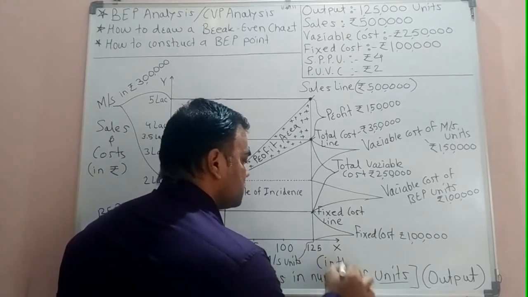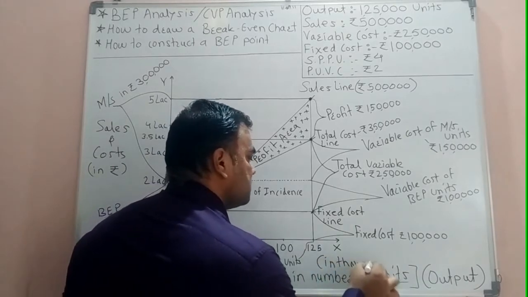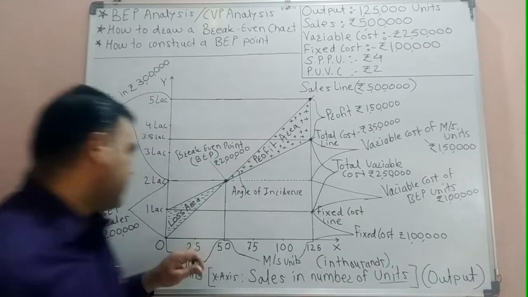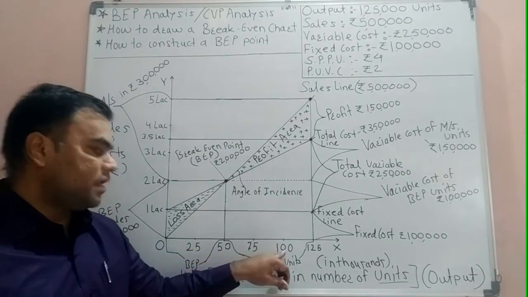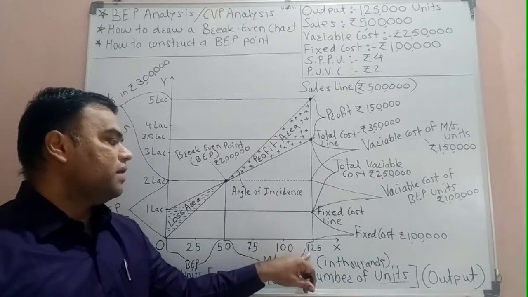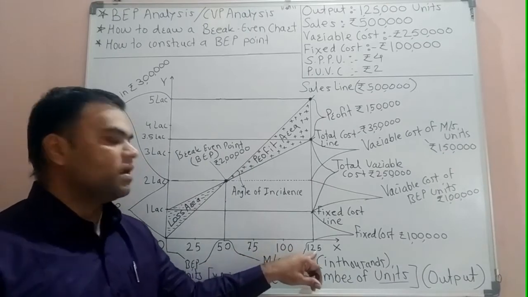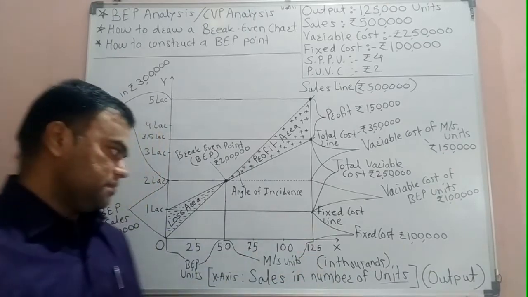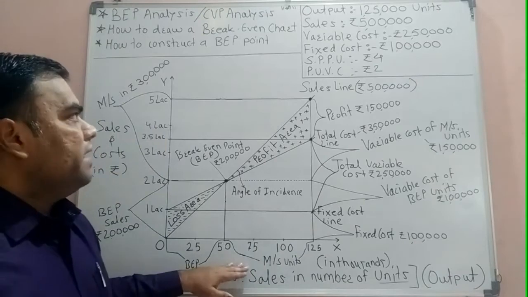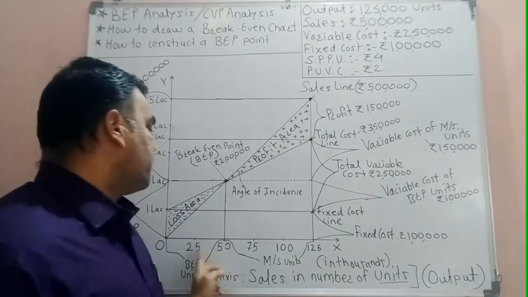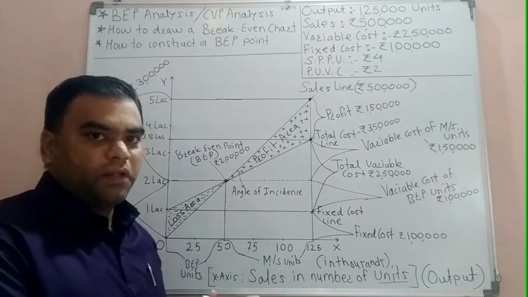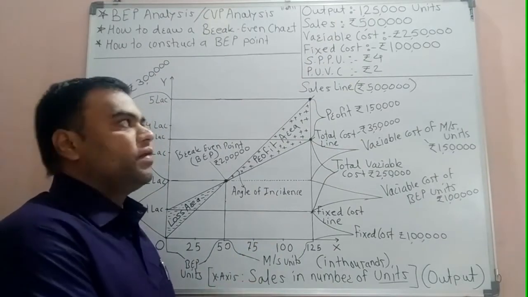In thousands means 25,000, 50,000, 75,000, 100,000, that is 1 lakh, and 125,000, that is 1,25,000. And on the x-axis, if we divide by 5, we get 25,000. The difference between 2 points is 25,000.